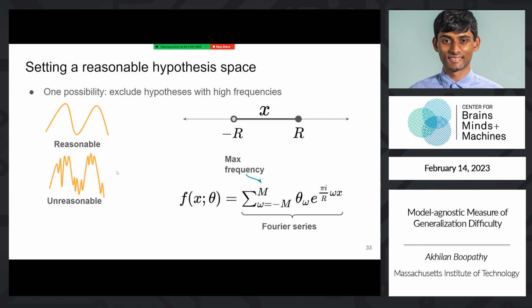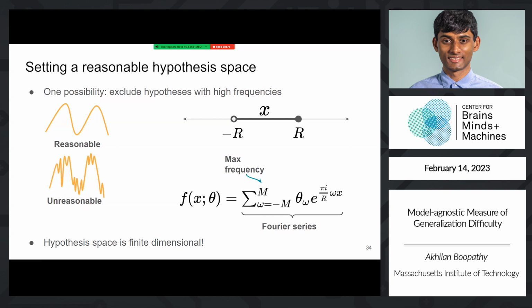One natural way to parameterize the hypothesis space to allow this separation is to just parameterize the hypotheses as a Fourier series. So in this Fourier series, we have some linear combination of some Fourier basis functions. So here, e to the some constant times omega x. Omega is the frequency of the basis function. X is the input to the task. And these theta sub omegas are the hypothesis space dimensions. They're the coefficients that correspond to different dimensions of the hypothesis space.